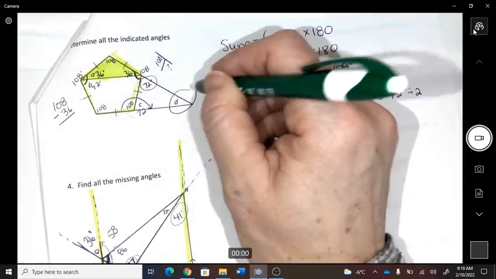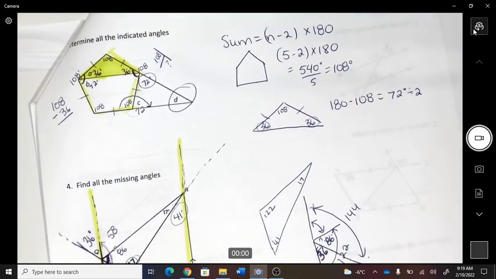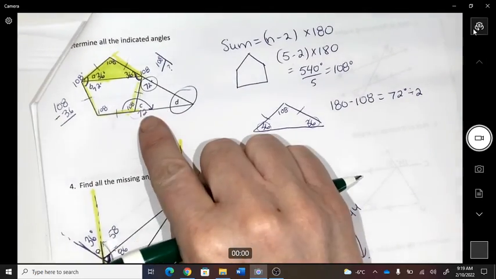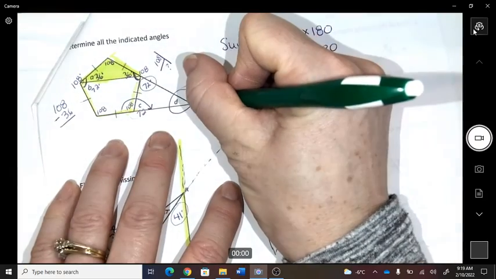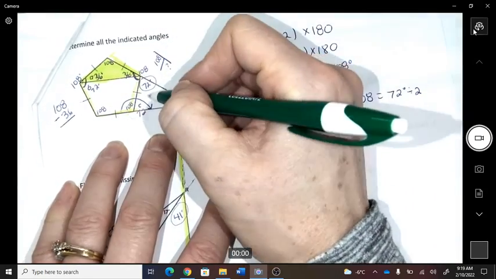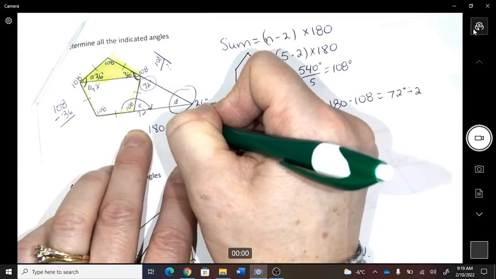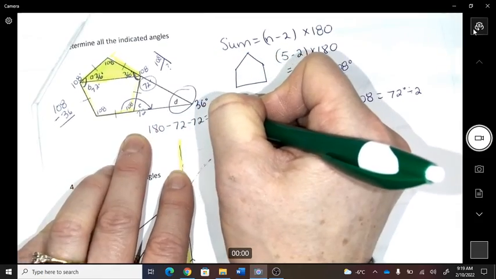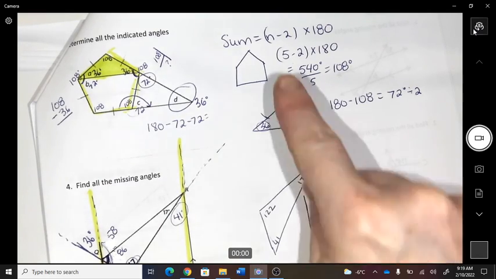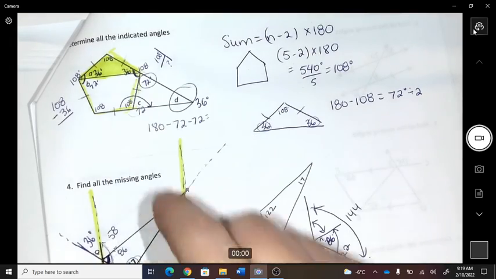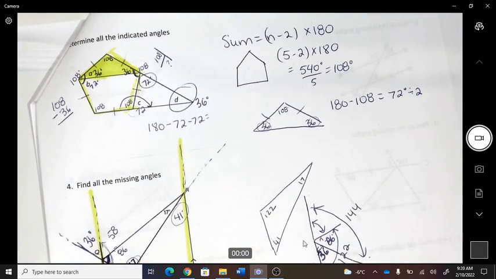Okay, and the last but not least is D. How would you get D? 72, and so those need to make 180. And that's it. But we had to use the sum and then kind of break down our shapes. So you might run into that.